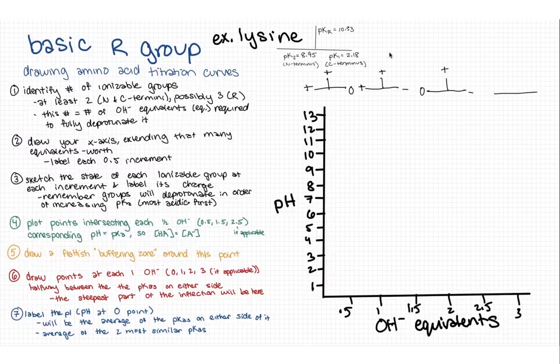What happens if you go out to a third equivalence? So now basically you're going to deprotonate everything. And so this is going to be deprotonated and neutral, deprotonated and neutral, deprotonated and negatively charged.